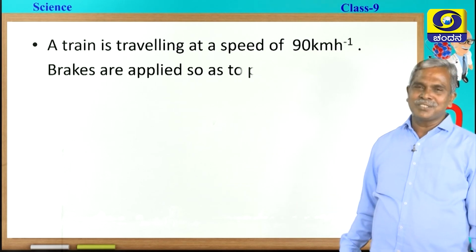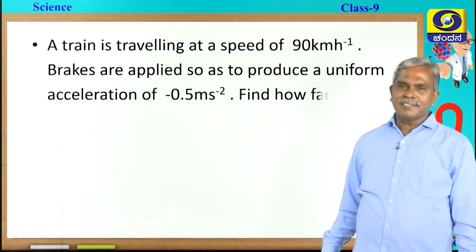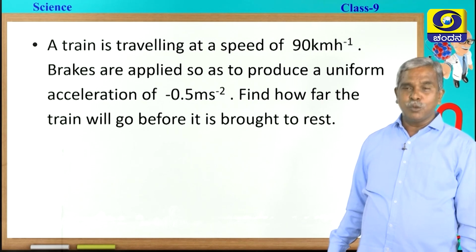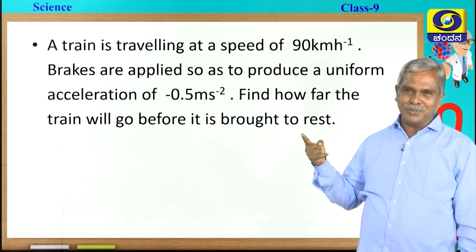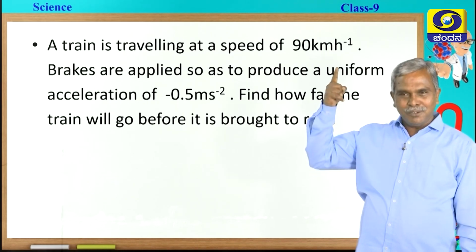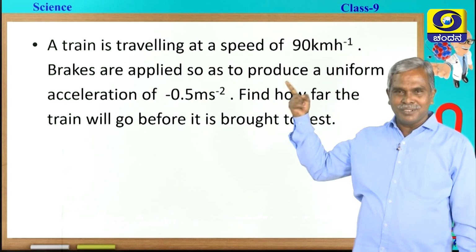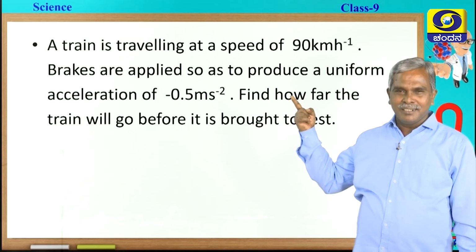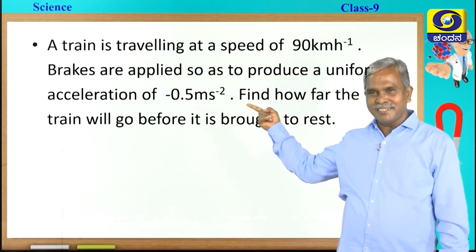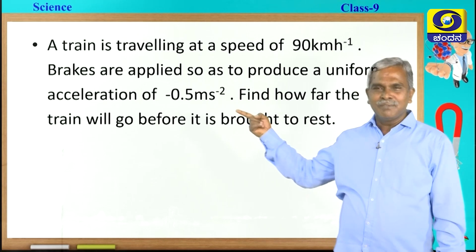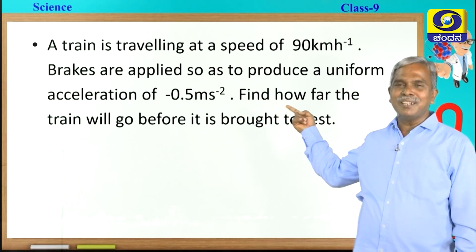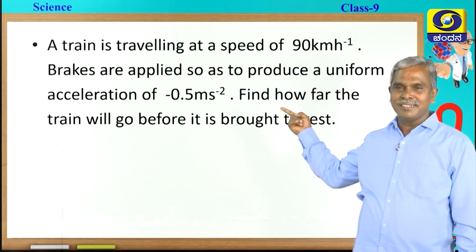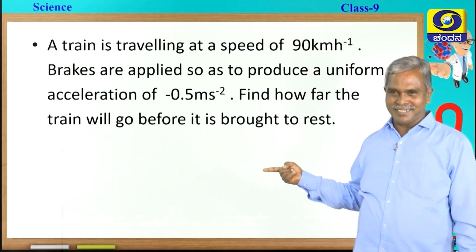This is the first question. A train is travelling at a speed of 90 km per hour. Initially it is already travelling, so the value of u is given, and the value of v must be equal to 0, and brakes are applied. So, it produces an acceleration of minus 0.5 meter per second squared. Find how far, that is very important. How far means you are supposed to find out the distance before the train comes to rest.